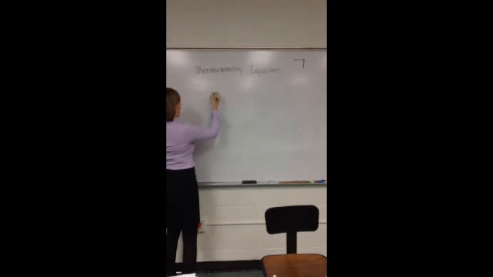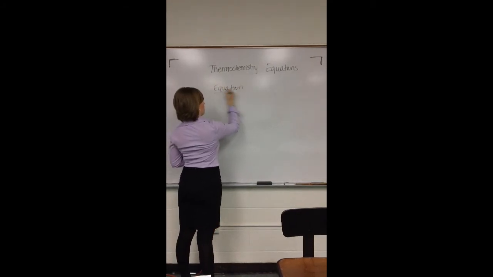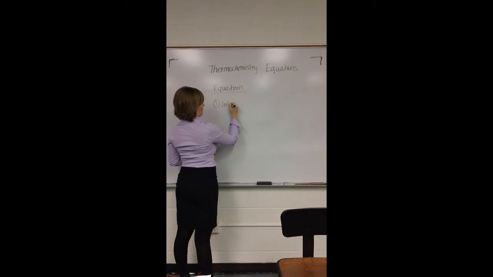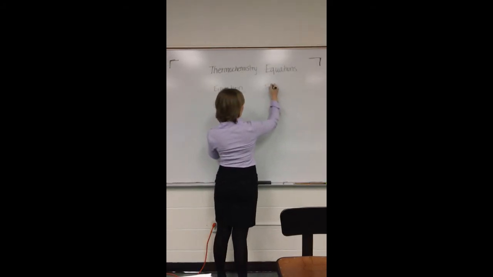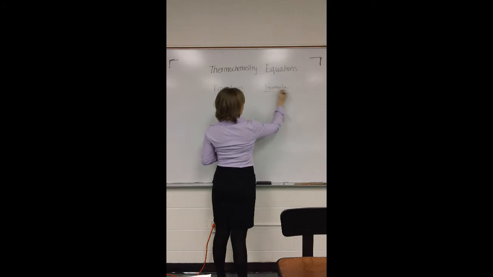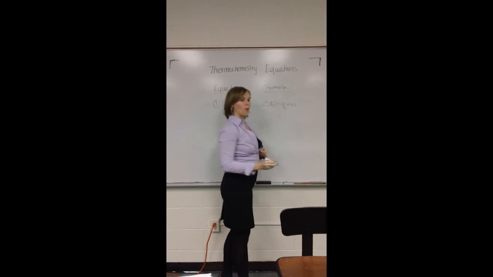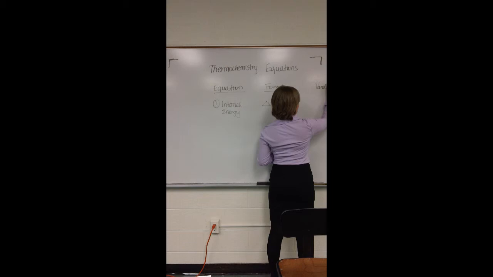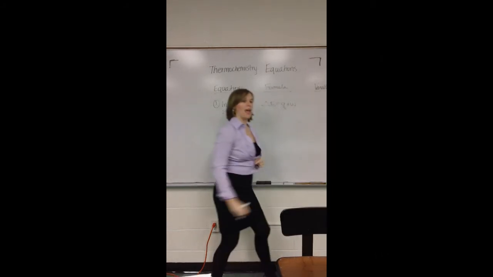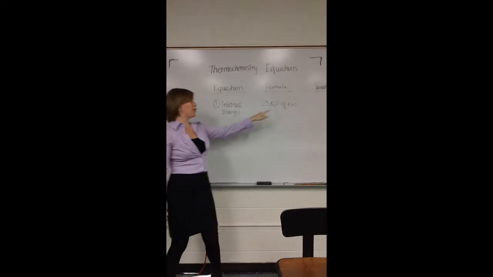Alright, so the first equation I have is for internal energy. You told me the actual formula for it is delta E equals Q plus W. What I want you to do is write down what each of those variables means and what the units are on each. So, for example, I could say Q means heat.